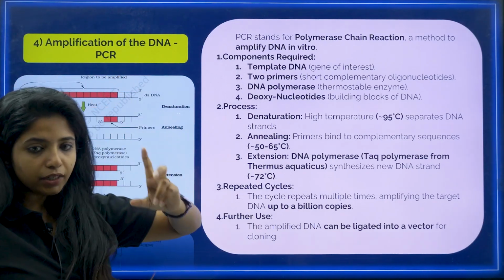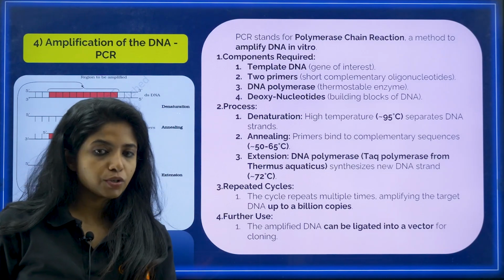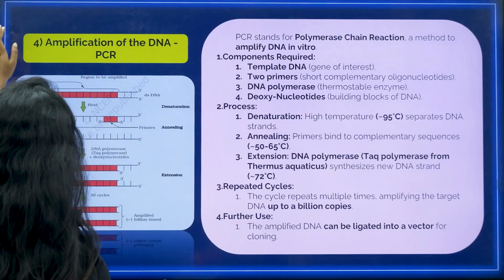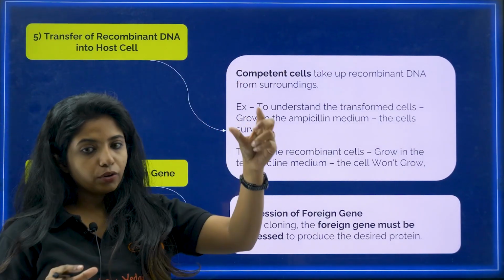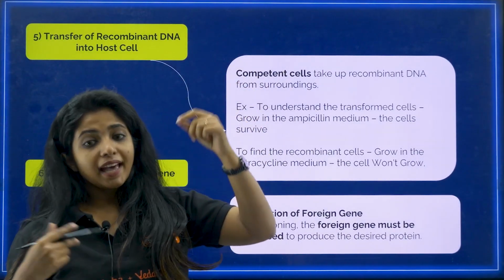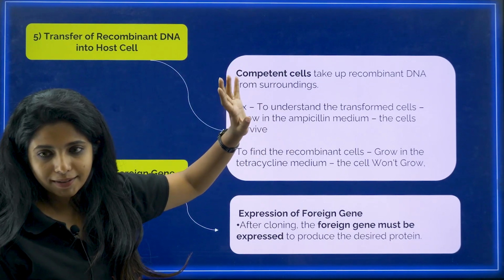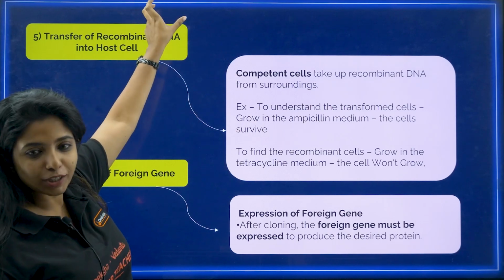So you isolate it, you cut with the help of restriction enzyme, then you run it through electrophoresis, you separate it. Now you took the separated strand, you amplified it. Now what are you going to do? You are going to transfer the DNA. First, you are going to put the DNA into the plasmid, and then you are going to transfer the recombinant DNA into the host cells. So first we have to make the recombinant plasmid, and then we do this.